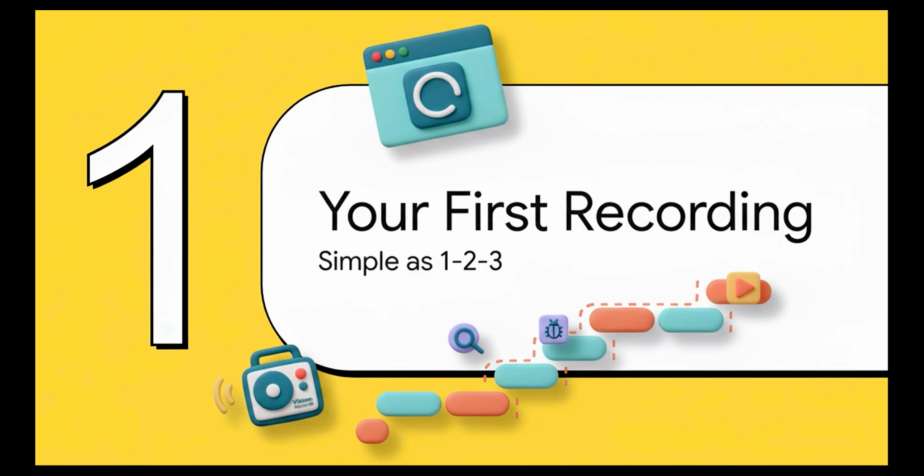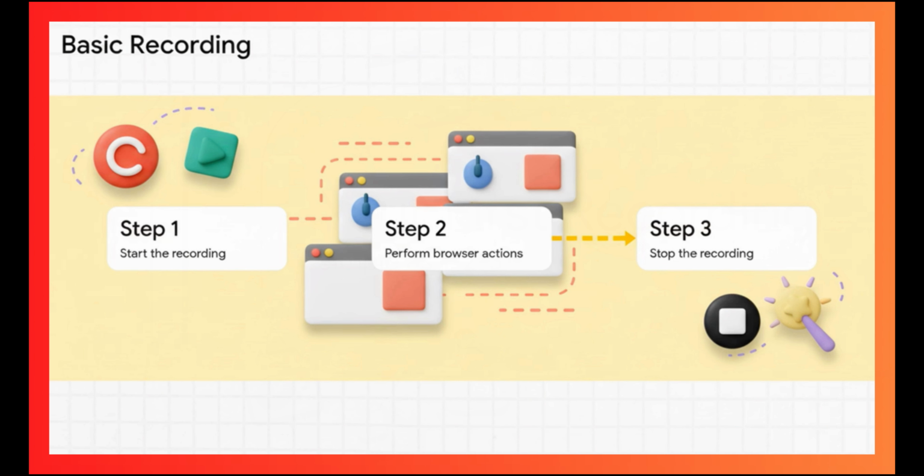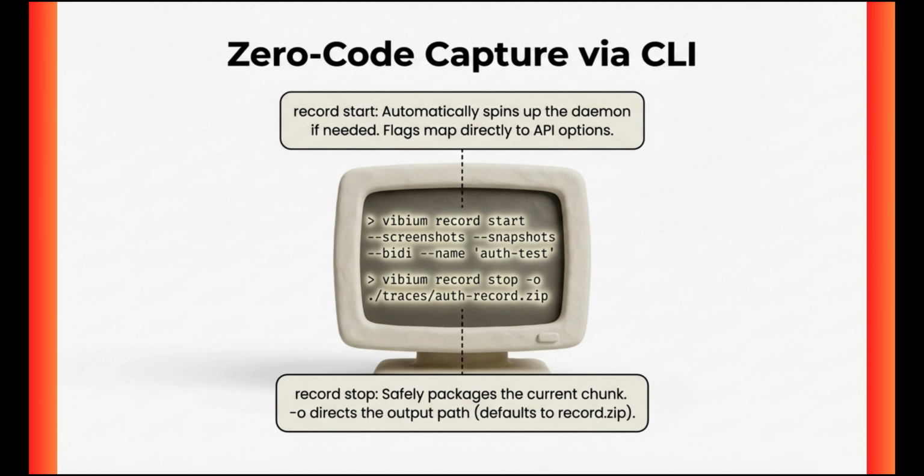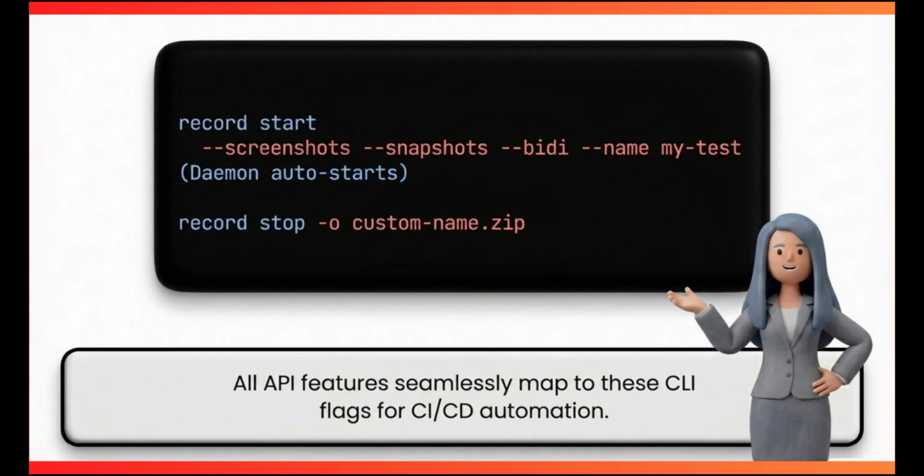So how do you actually get started? You're gonna love this part because it is incredibly simple. It really is as easy as 1, 2, 3. You just tell it to start recording, you do your thing in the browser, whether that's running an automated test or just clicking around manually, and then you stop it. That's literally it. All the complicated stuff happens behind the scenes.